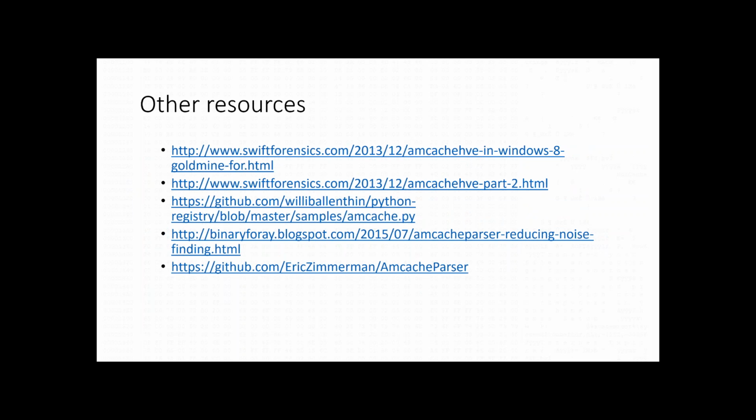So this is a list of the other resources that I've used in the past and that we've talked about. At the top you have several links to the Swift Forensics blog. You've got a link to Willie's source code, and then my initial post on the Amcache parser, and then the source code itself for the Amcache parser. So it's all C#. If you wanted to just tie in the core logic, you could take just the parser and put it into any other program you want.